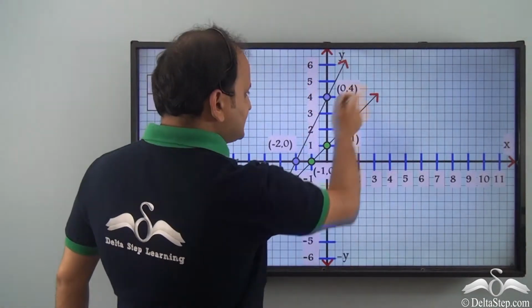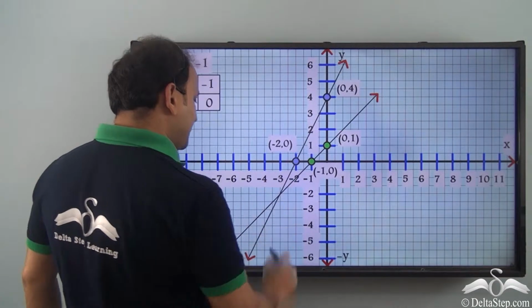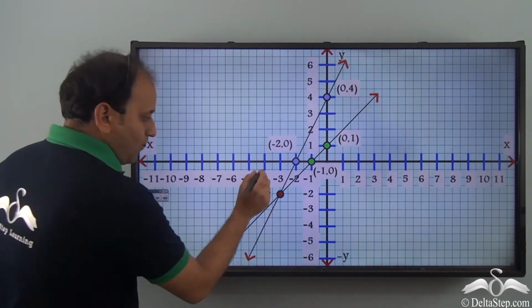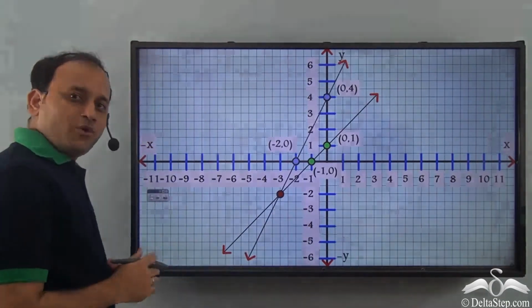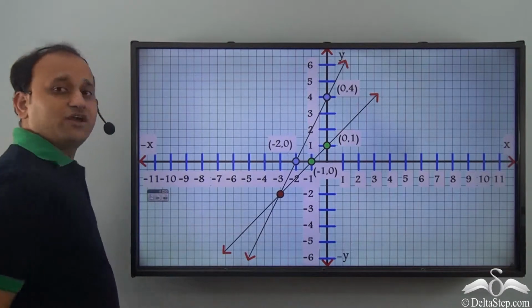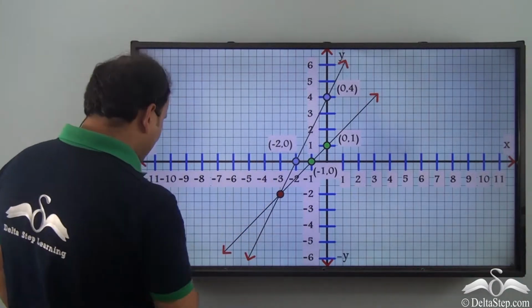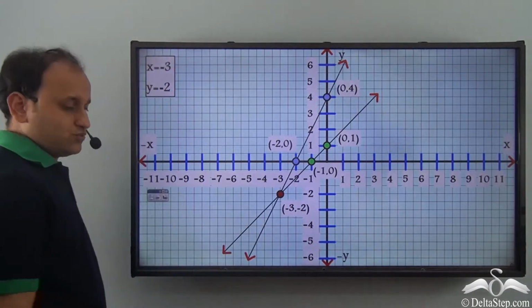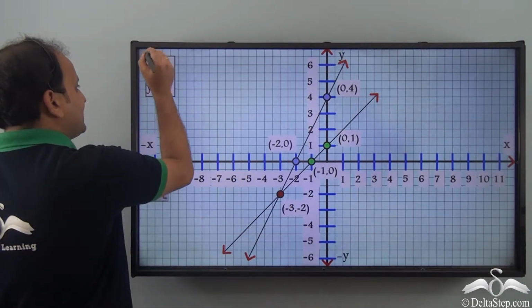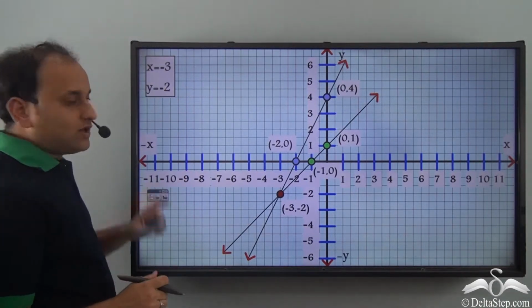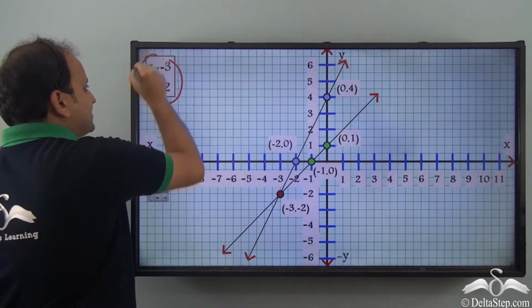Now both these lines intersect at this particular point here, right? So what is the significance of this particular point? First of all, let's understand what is the value of x and y on this particular point. So the value of x and y is -3 and -2. So on this point we have x is equal to -3 and y is equal to -2. Now let's see what these values can do for us.